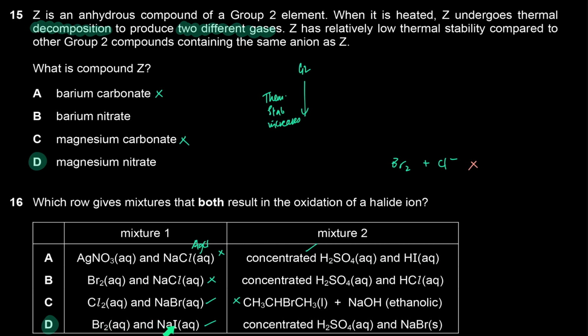Bromine can oxidize iodide because bromine is a stronger oxidizing agent than iodine, so this will take place. We form iodine and bromide. Over here we can clearly see that the iodide is being oxidized. We also know that concentrated sulfuric acid can oxidize bromide. Sulfuric acid will undergo reduction to form sulfur dioxide, and we're also going to form bromine, amongst other things. So this will also be a redox reaction, and both of these are possible.